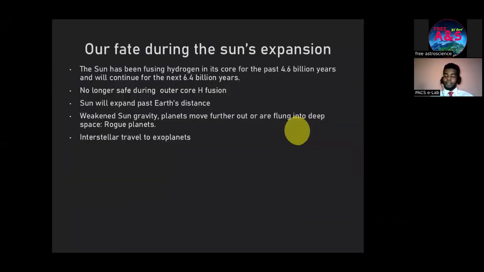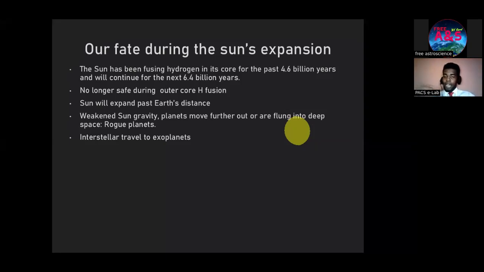Okay, so what is going to be our fate when our sun begins to expand? At this moment, over the last 4.6 billion years, the sun has been fusing hydrogen in its core. It still has about 6.4 billion years from now for the hydrogen to be exhausted, so it will continue fusing up to 6.4 billion years in the future. If you add them up, it becomes 11 billion years.